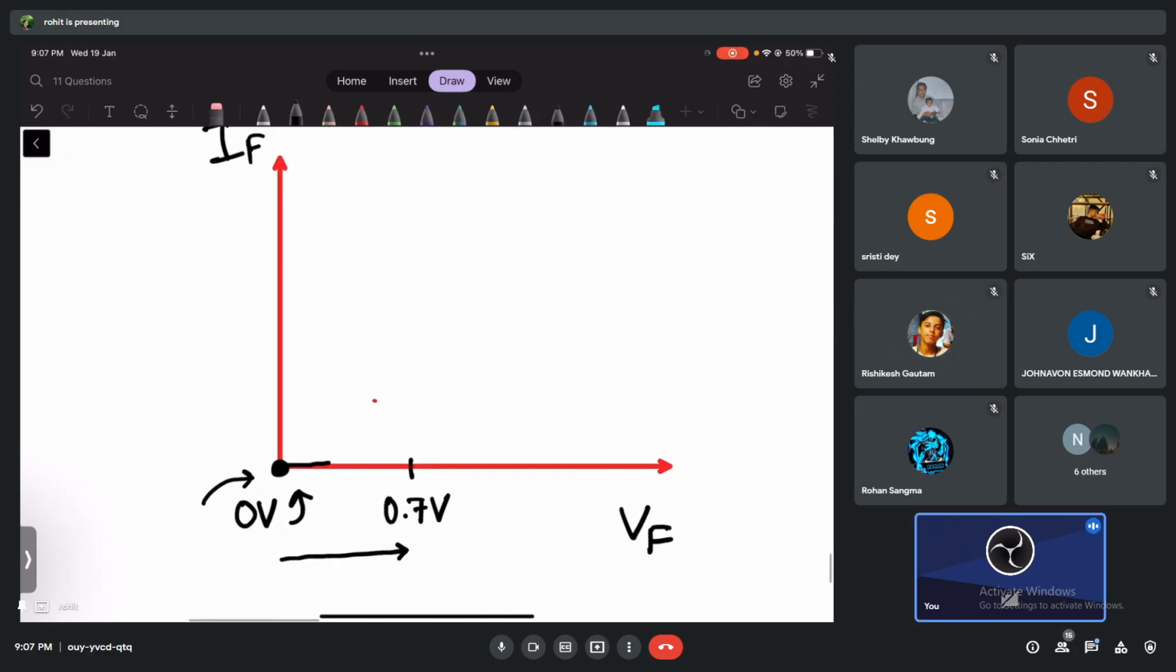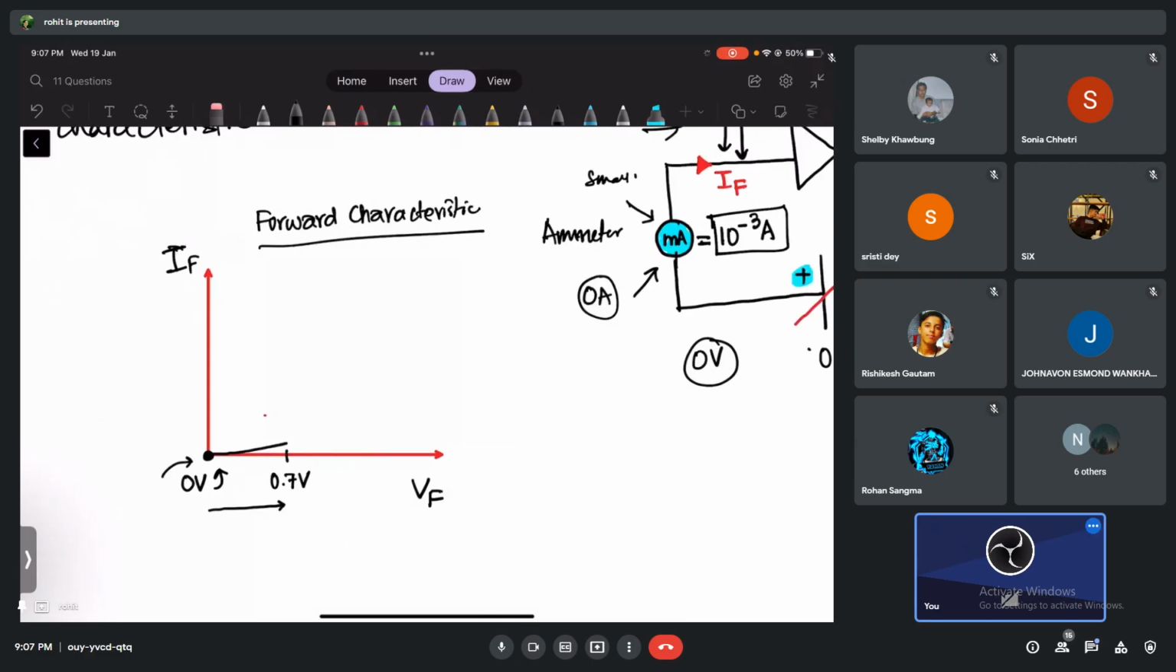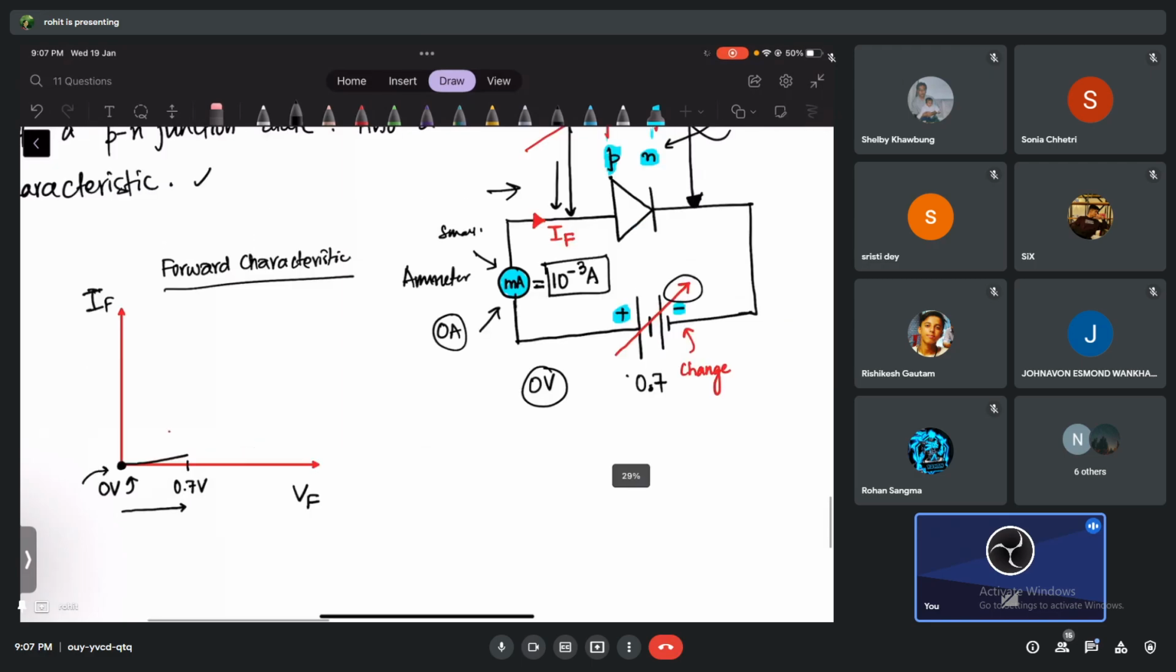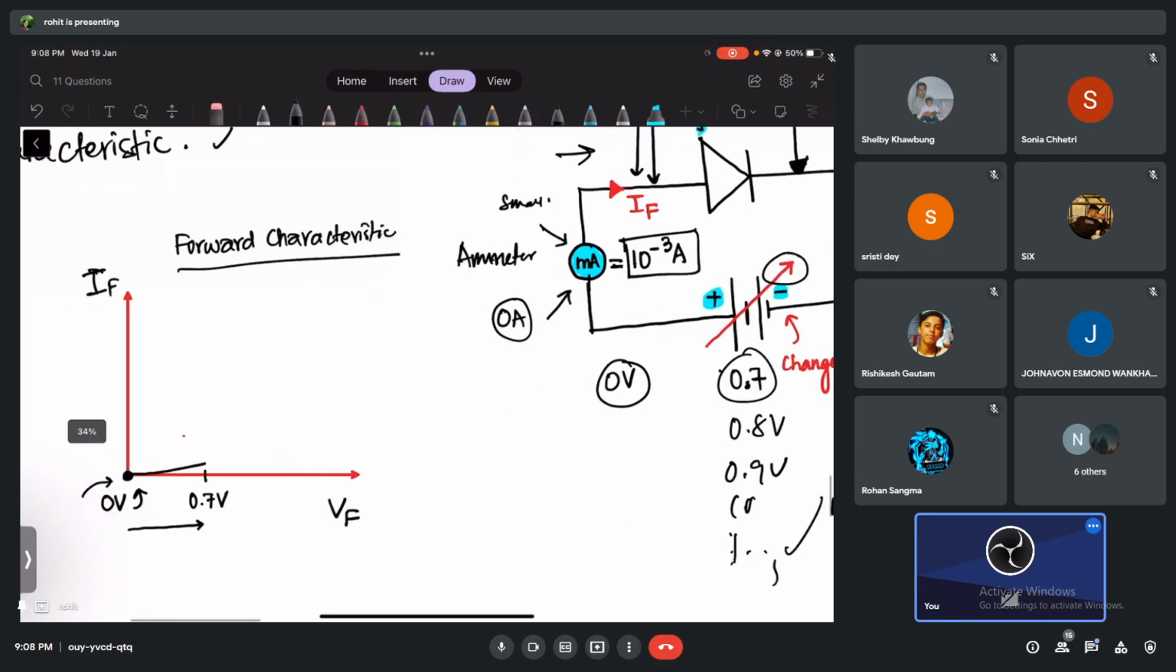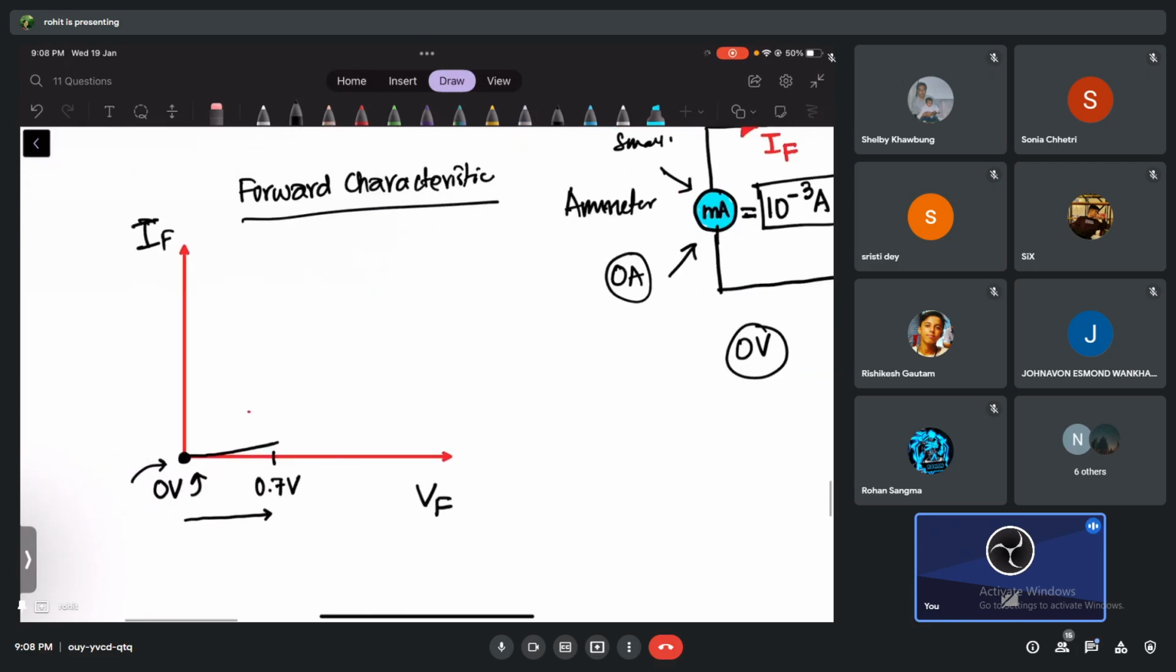The graph is going to rise, but it's not going to rise very quickly till 0.7. But the moment I reach 0.7 volt and cross 0.7, I keep on increasing: 0.8 volts, 0.9 volts, 1 volt, 1.1 volt, and so on. If I keep on increasing now, you think and tell me what will happen. Will the current be the same, or will it start increasing rapidly, guys? Increase. Now the current rises rapidly.